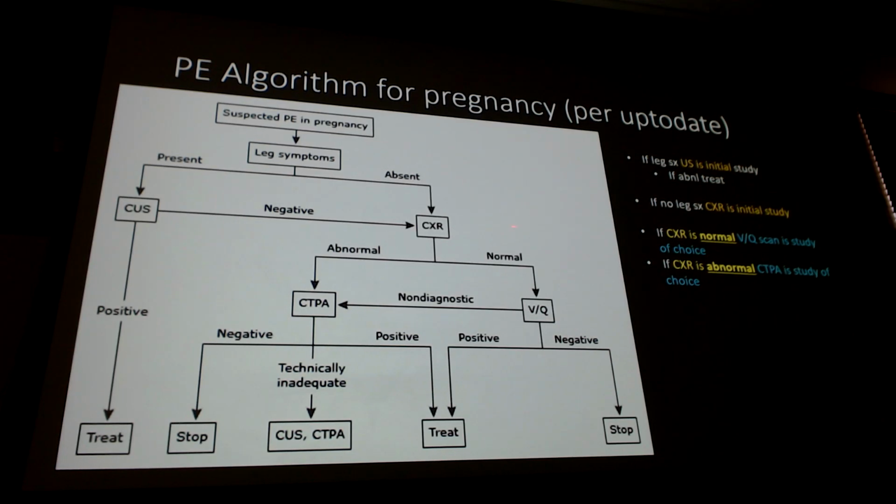If the chest x-ray is normal, in which many cases it will be, we do the VQ scan. Because I still don't have enough. I suspect PE, and either don't have leg pain or I did and my ultrasound was negative. My chest x-ray is normal. I still kind of think it could be, but I don't have a smoking gun to risk the contrast and the amount of radiation that a CT actually is. So we're going to do a little bit of radiation with the radionuclide and do my VQ scan.